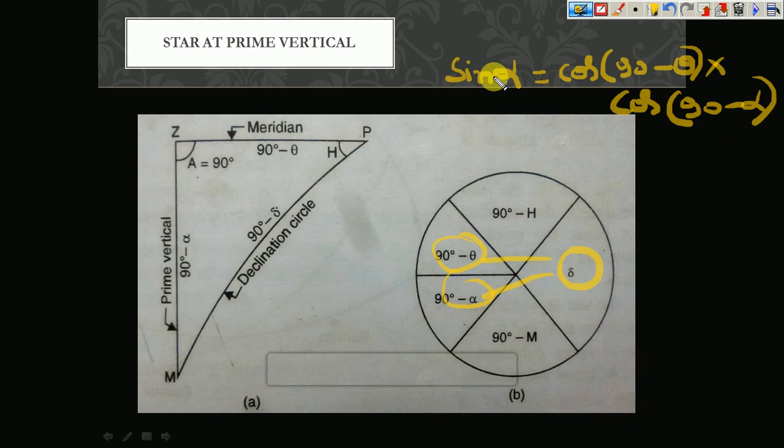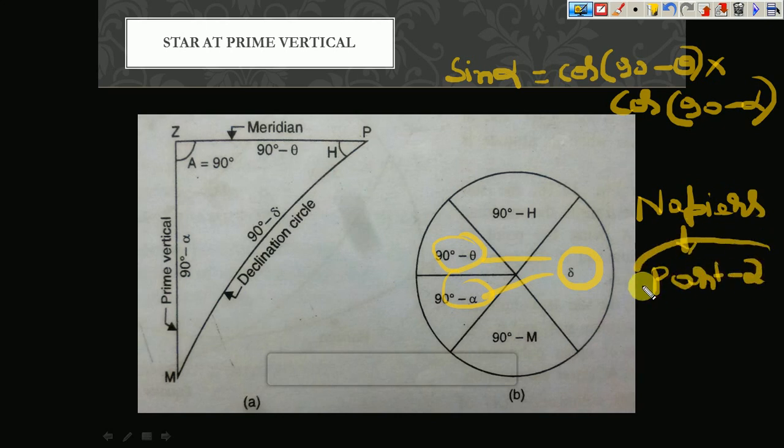So after seeing all these examples, you should be clear with Napier's rule. That is present in part 2 of my video. If you are thorough with Napier's rule, then all the concepts will be very, very easy. So now let us move on to the next concept.